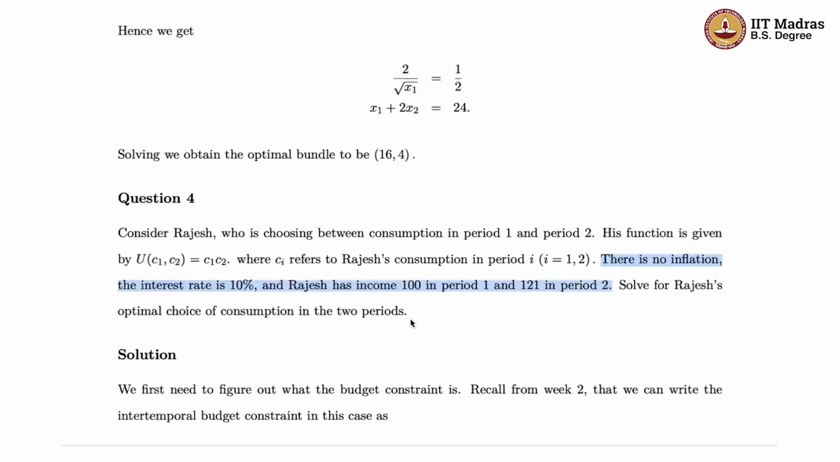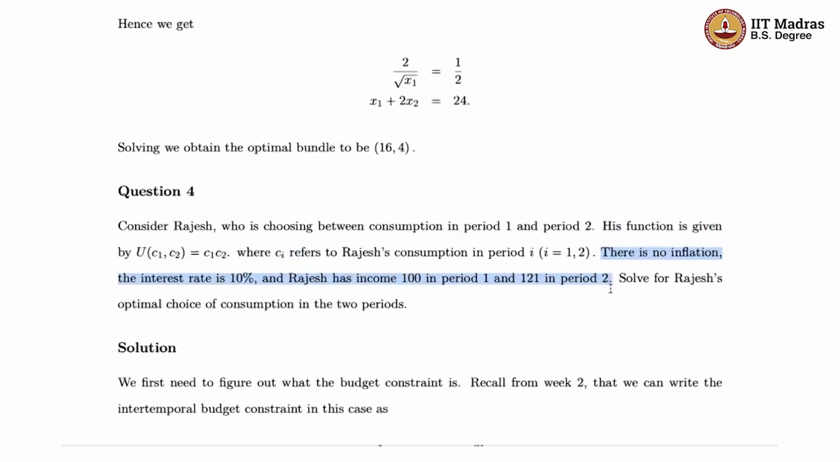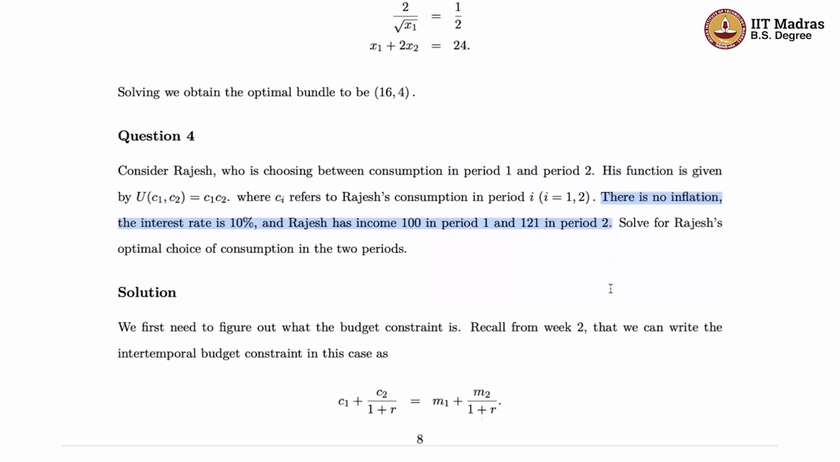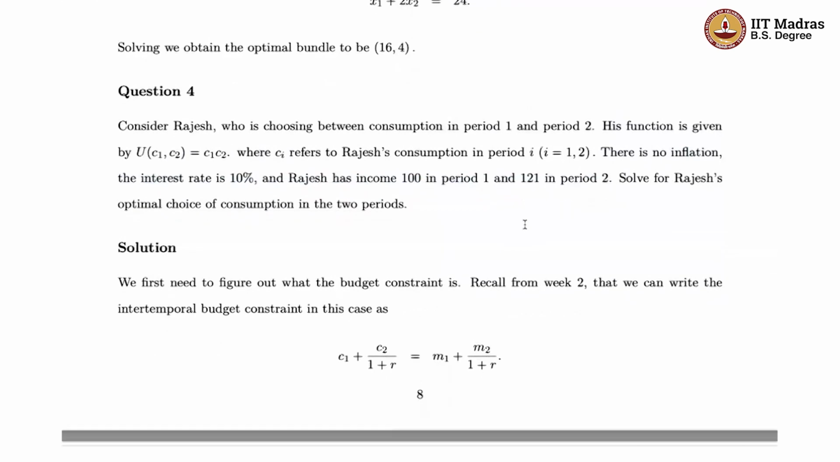Well, how do we do it? Remember, the problem is we need to maximize this utility function, right? Subject to the budget constraint, right? So what we need to do is use this information to figure out the budget constraint. And this is something that you have already done in week 2, right? Remember our discussion of intertemporal budget constraint. If you go back and recall, the intertemporal budget constraint looks like this. The present value of consumption is equal to the present value of income, right? And here we are told that R is 10%, M1 is 100, and M2 is equal to 121.